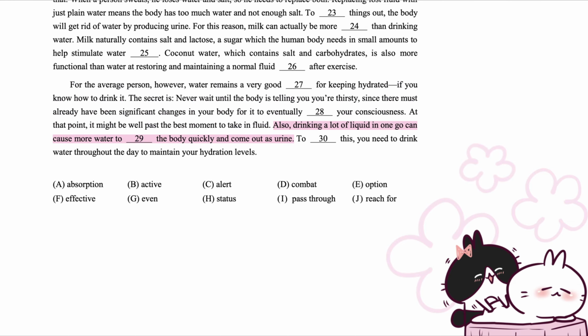Also, drinking a lot of liquid in one go can cause more water to pass through the body quickly and come out as urine. To combat this, you need to drink water throughout the day to maintain your hydration levels.